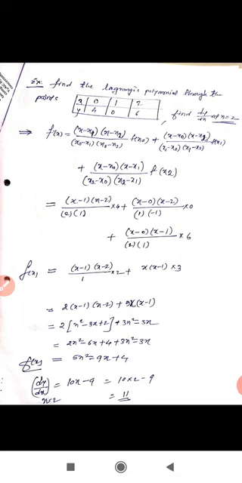Here they have asked for dy by dx, but they may also ask you for integration: find integration of f of x. So dy by dx at x is equal to 2. Put x is equal to 2, we get 10 into 2 minus 9, which is 11.